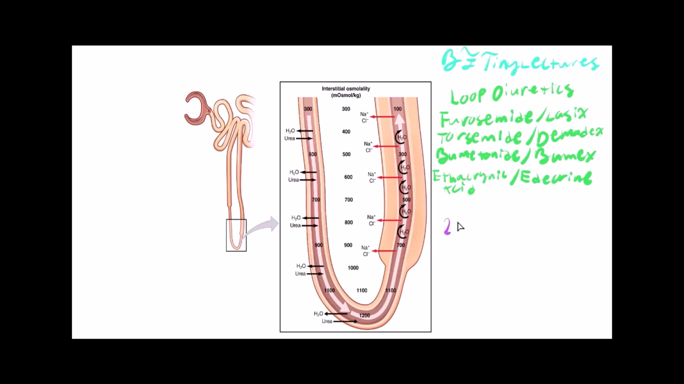So for instance, if we're giving 20 milligrams of Lasix, which is furosemide, that is equal to 10 milligrams of torsemide or Demadex. And Demadex, which is torsemide, is going to last longer in the body because it has a higher half-life. So this guy right here has a higher half-life. And again, loop diuretics just inhibit the excretion of ions from the ascending loop of Henle. That is why they're called loop diuretics.